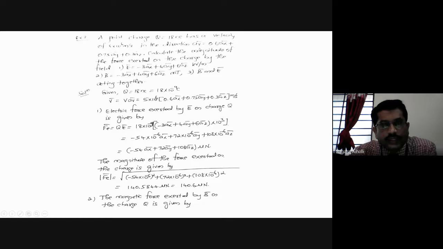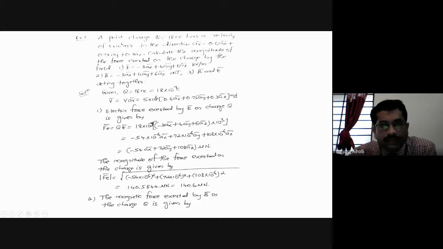The unit vector of the velocity is given: a_v bar is equal to 0.6 a_x bar plus 0.75 a_y bar plus 0.3 a_z bar. Okay, they have given the unit vector of the velocity. They are given the magnitude of the velocity and the unit vector of the velocity.